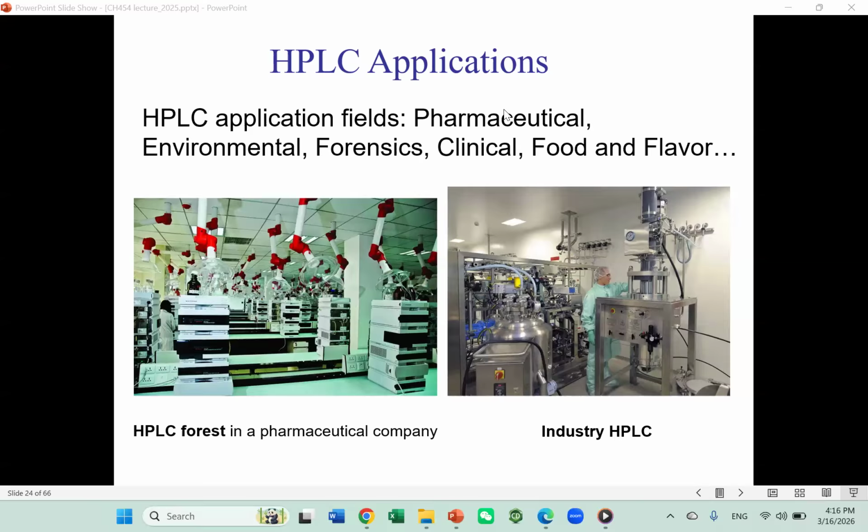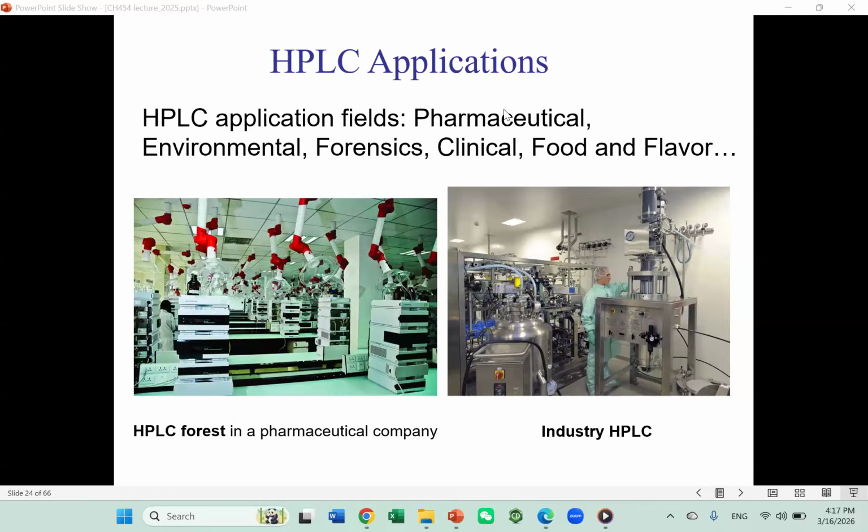I will teach you some really hands-on experience for the HPLC, which is very useful. At the bottom are two figures. The last is an HPLC floor in a pharmaceutical company. Quite often in a pharmaceutical company, you cannot see other analytical instruments, but they should definitely have HPLC instruments.